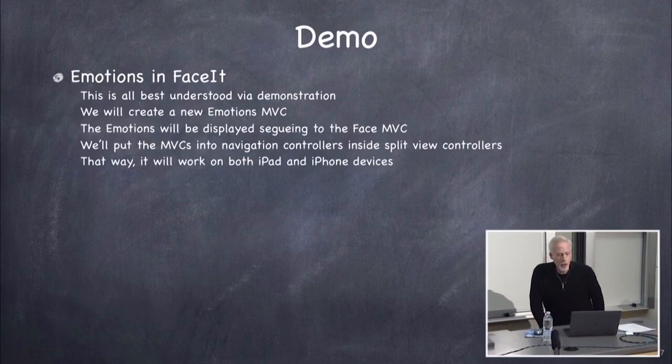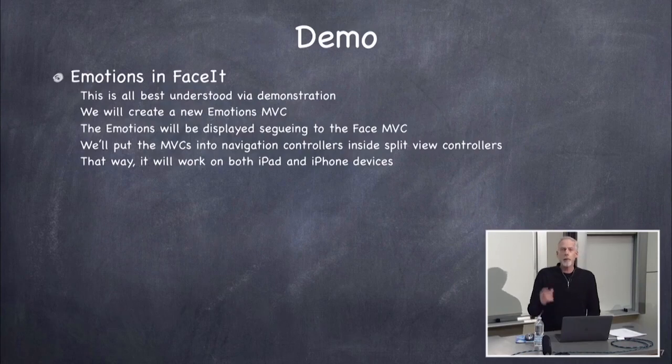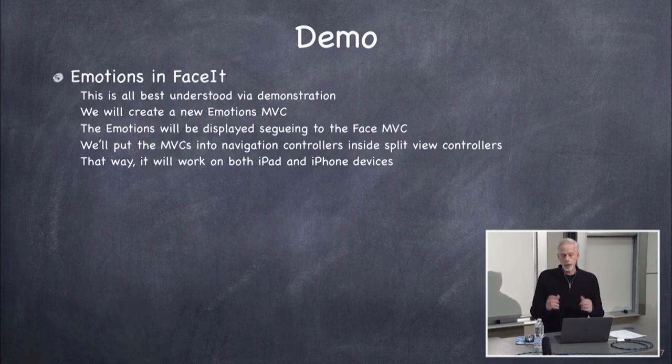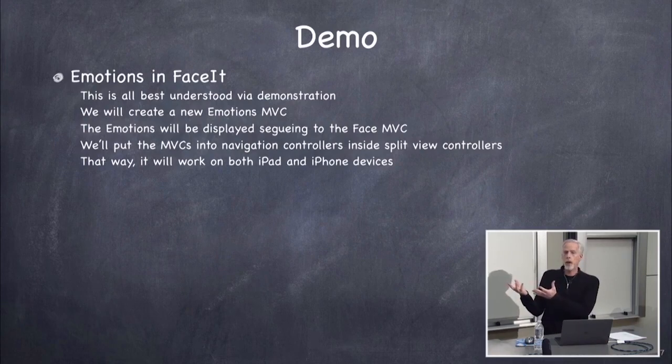Okay, I'm calling this demo Emotions in Faceit. If you remember last time, we built a nice MVC that knows how to draw a face. It was a pretty generic MVC, and it had a model, which is a facial expression. So now we're going to build a more complicated app that has two MVCs. One MVC is going to let you choose an emotion, like happy or sad, and then the other MVC is just going to be our generic face view, right? And it's going to show that emotion.